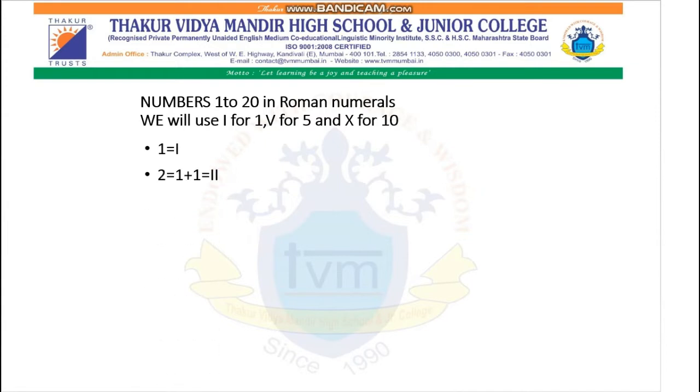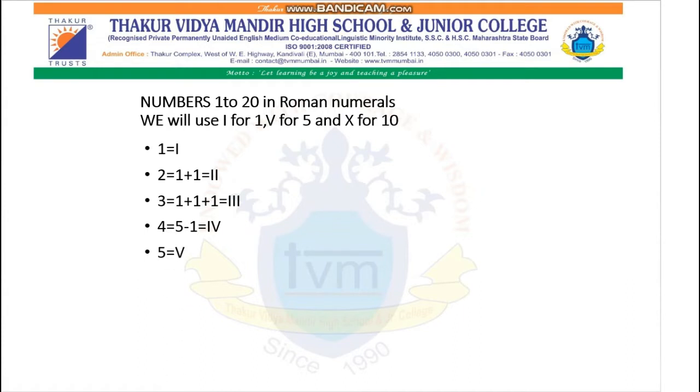Number 2 is 1 plus 1, that is 2 times I makes your number 2. Number 3 is 1 plus 1 plus 1, so I is used 3 times, and III makes your symbol for 3. Number 4, can I use I 4 times? No, we cannot use I 4 times. That's why number 4 is written as 5 minus 1. So I before V makes your number 4.